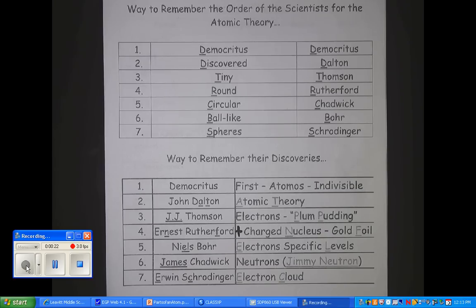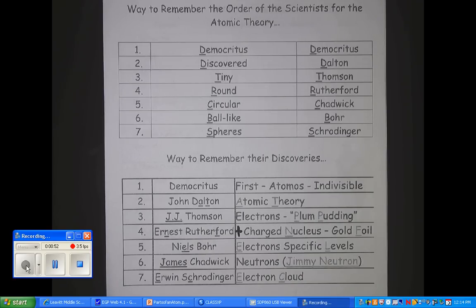Okay, I think it might get tricky when you get in this area, but if you spend time trying to remember the saying, then it'll help you when you're taking your quiz and you have to reorganize the theorists in order. Democritus, Dalton, Thomson, Rutherford, Chadwick, Bohr, and Schrodinger. Okay? And then the bottom table that you copied down yesterday are ways to help you remember their discoveries.